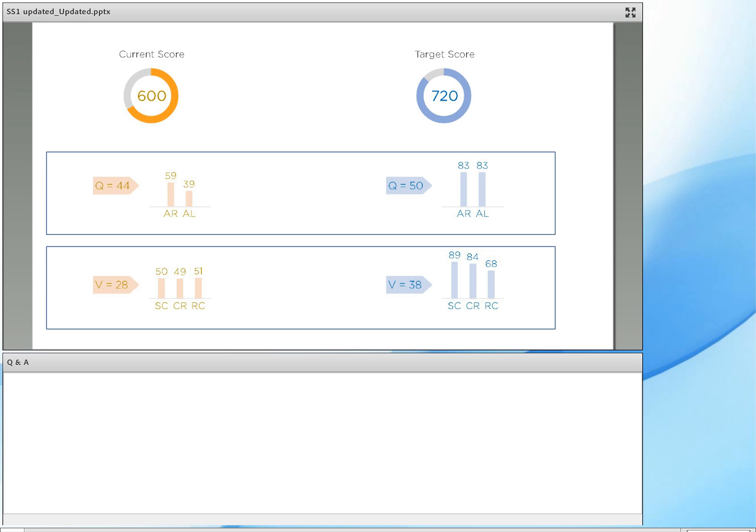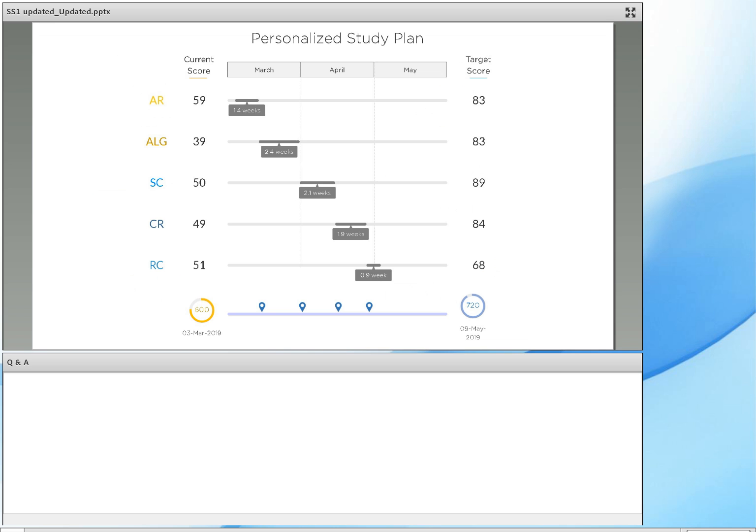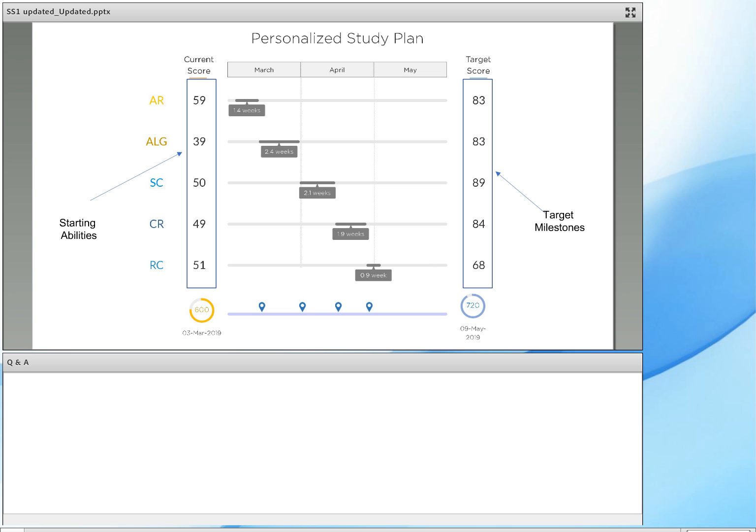Now, given those data points, what it then does is it tells you how much time you should spend to achieve those abilities, and it takes into account both your starting and ending abilities. So over here, you can see the starting and ending abilities, or milestones as we call them, outlined. And because your starting ability in arithmetic is higher, the time allocated for that is lower than the time allocated for algebra. So it's 1.4 weeks versus 2.4 weeks for algebra, even though the target milestones are the same over there.